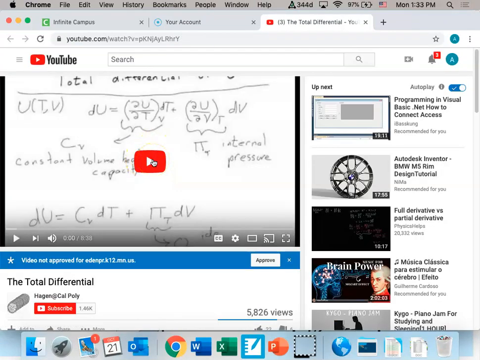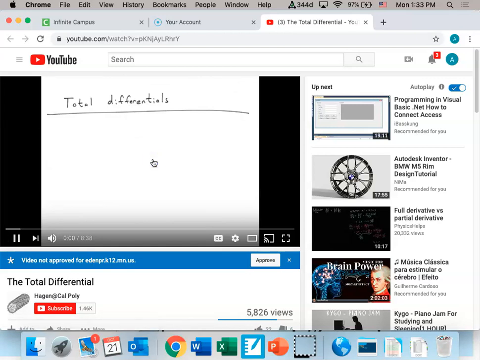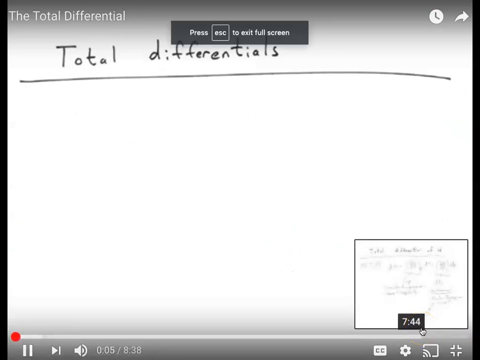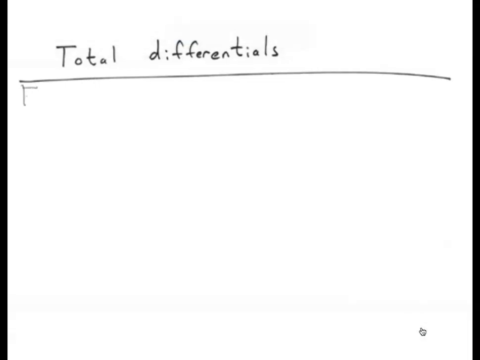So this doesn't have pictures. It's a guy explaining differentials mathematically, but it's kind of good. So he's teaching total differentials, and it's kind of a good explanation. He does a much better job than I do.